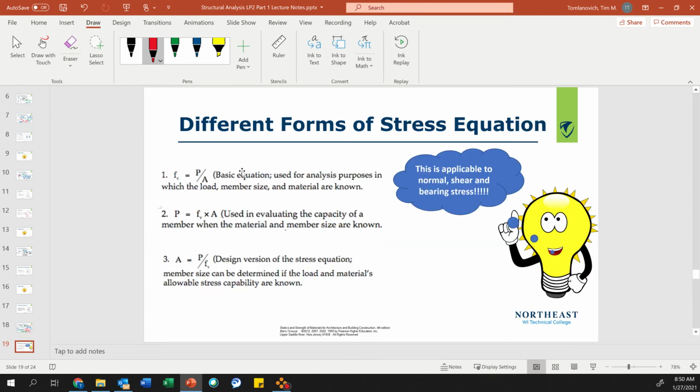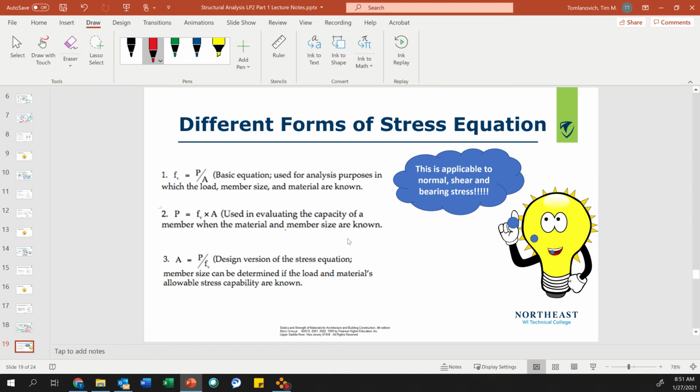Basically, these are different forms of the stress equation. I kind of talked about this. Shear stress, V, P over A. If you need to, we can rearrange that equation. If I know the allowable shear stress, and if I know the load that I need to carry, I can back calculate an area. This is applicable to normal, shear, and bearing stress.